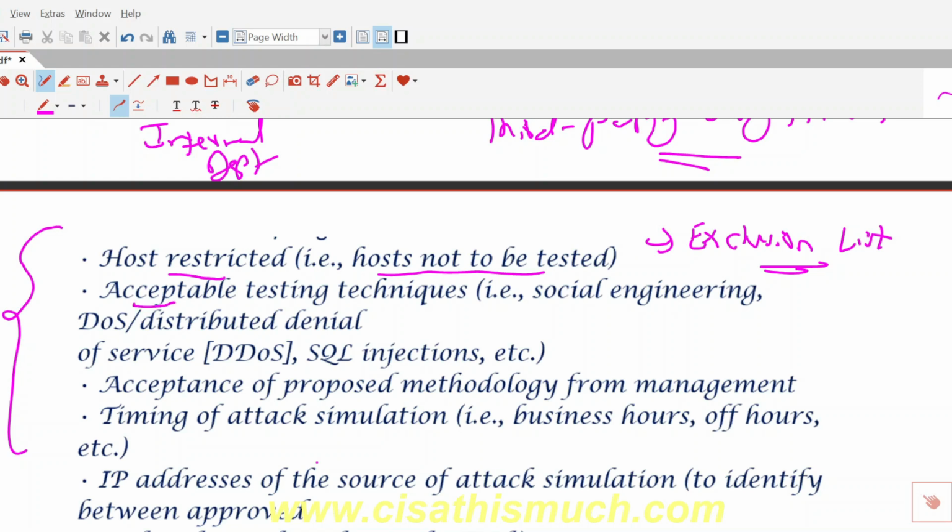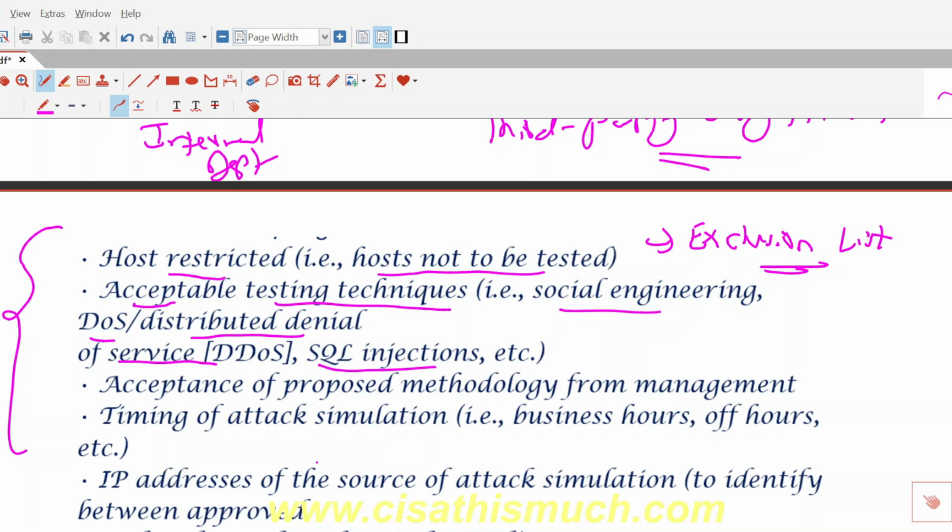Second thing, what they're saying, acceptable testing techniques, that is social engineering, denial of service, distributed denial of service, SQL injection, etc. Okay, so we can have a few techniques mentioned in the terms and conditions, that please do not go for the denial of service, because denial of service might have an impact on our business operations, so please do not go for that particular method.